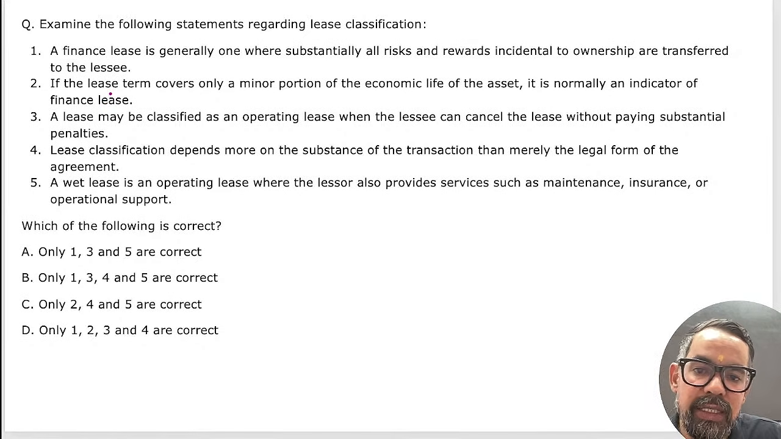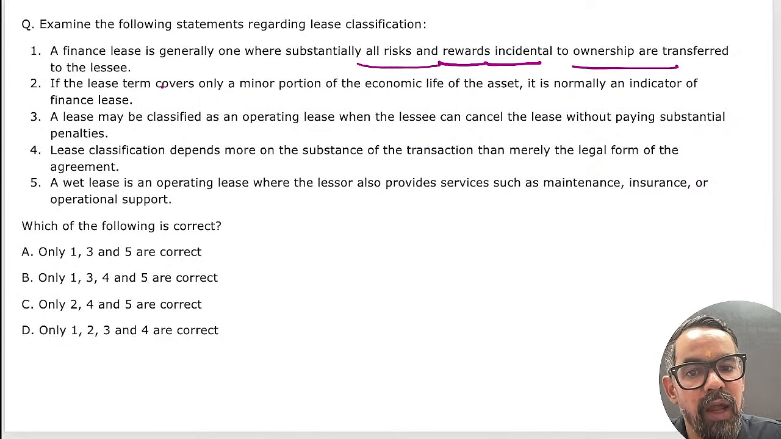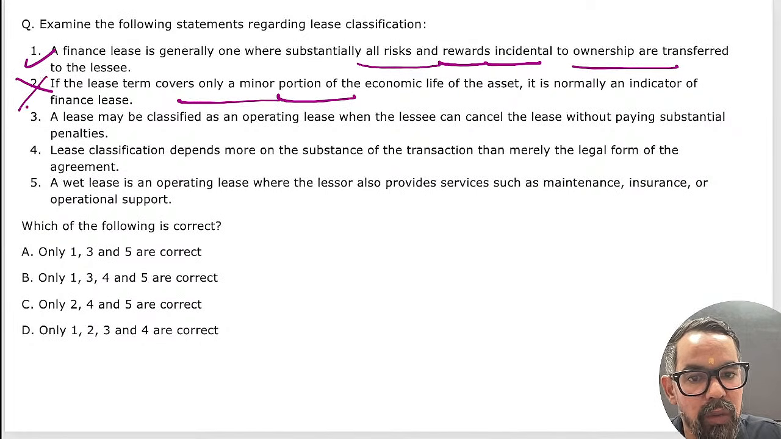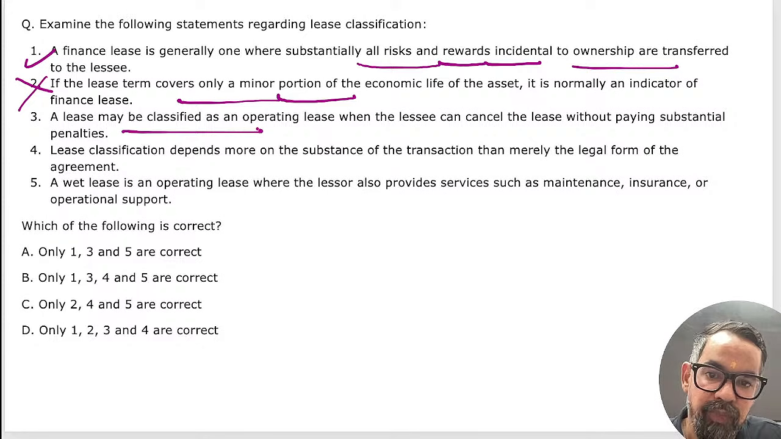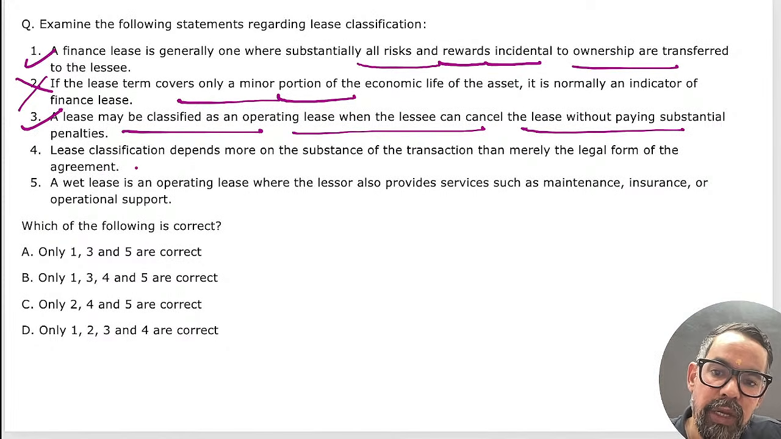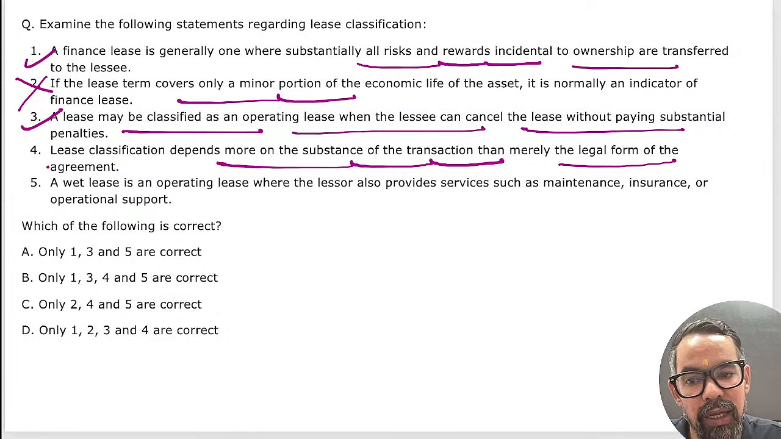A finance lease is generally one where substantially all risk and reward incident to the ownership are transferred to the lessee. The lease term covers only the minor period? No, it covers the overall one. A lease may be classified as operating lease when the lessee can cancel. Yes, cancelable leases are operating leases. The next one is lease classification depends more on substance of transaction than merely the legal agreements and all.